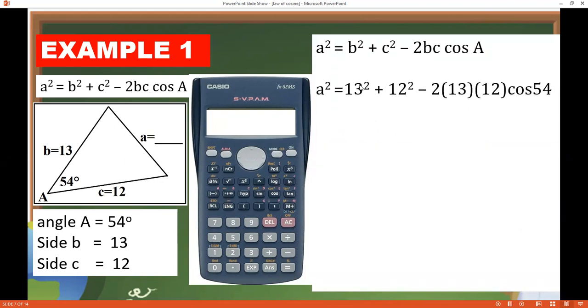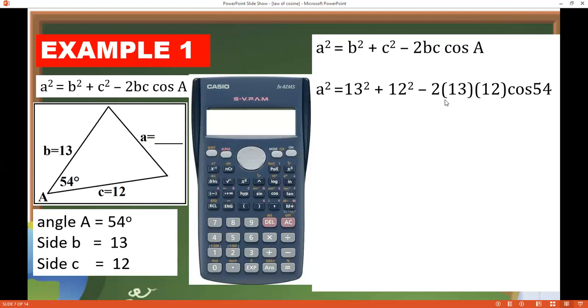So B is 13, C is 12, minus 2 multiplied by the value of B which is 13 multiplied by the value of C which is 12. Then cosine angle A which is 54. Now, in your calculator, pwedeng dire-diretso yan. I-input nyo lang yan. 13 squared, ito yung squared. Then plus 12 squared minus.